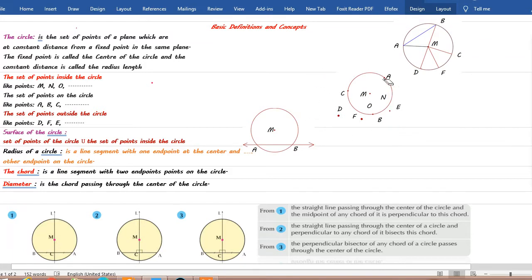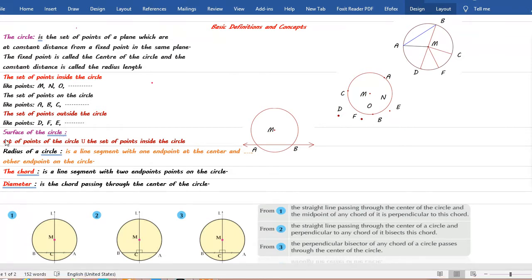The circle divides the plane into three parts. The first, the set of points inside the circle: points M, N and O. The set of points on the circle: points A, C and B. The set of points outside the circle: points D, F and E.